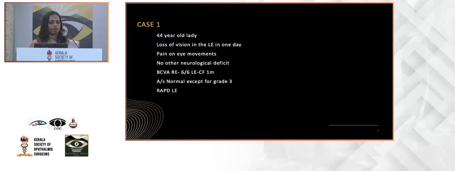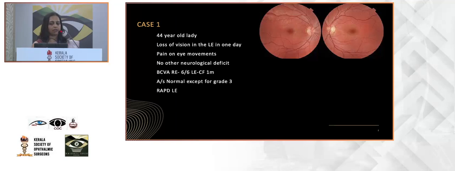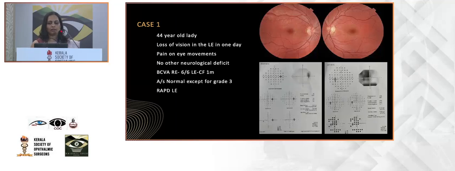This is a 44-year-old lady with loss of vision in the left eye in one day. She had pain on eye movements. There was no other neurological deficit. Right eye vision was 6/6. Left eye vision was counting fingers at 1 meter. Anterior segment examination was normal except for a grade 3 RAPD. And this was her fundus. Everything normal. And the field defect shows generalized depression in the left eye. Otherwise, right eye was normal.